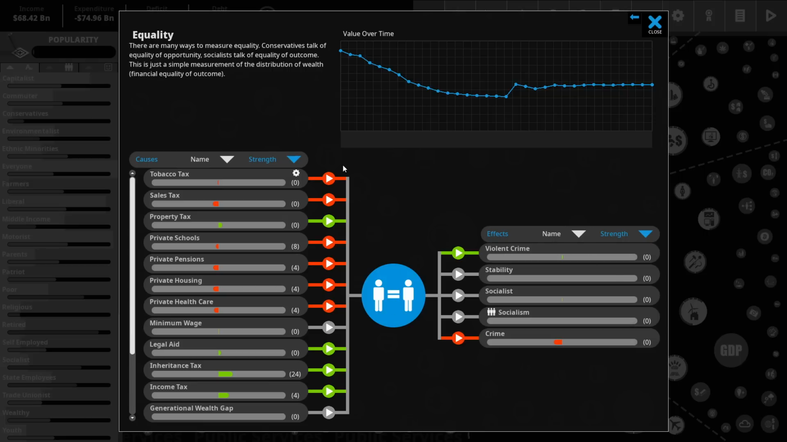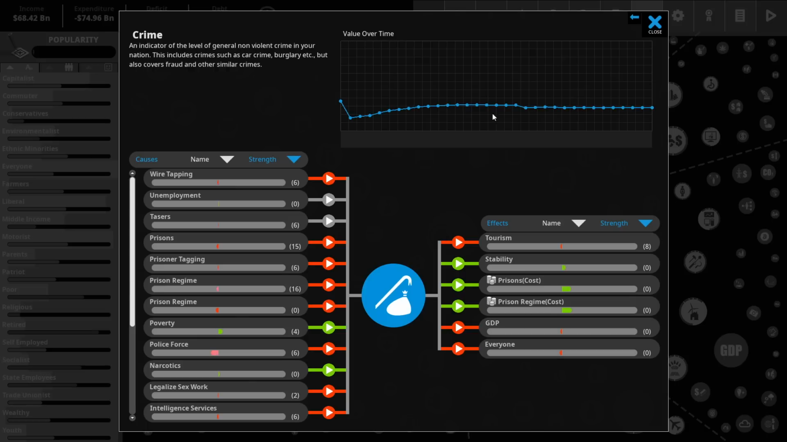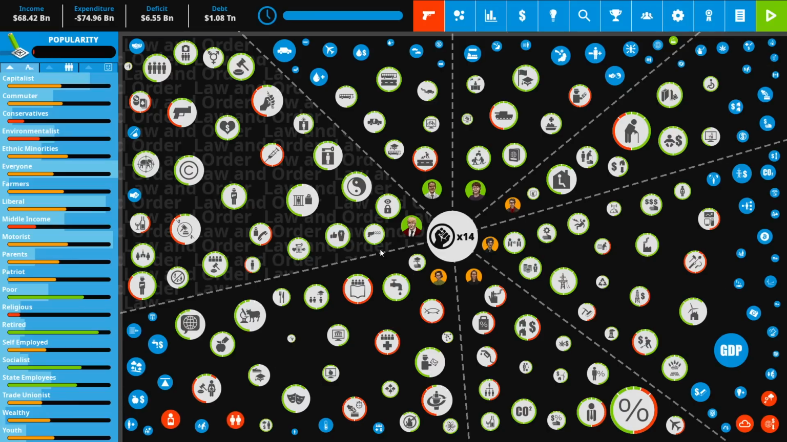So if we want to fight crime, one of the ways we could do it is by decreasing poverty and increasing equality. Or we could just spend a bunch more on cops and give them bigger guns and bazookas and stuff like that. There's many different ways and approaches that you can go, and a lot of different strategies you can use. And that's where some of the replayability comes in.